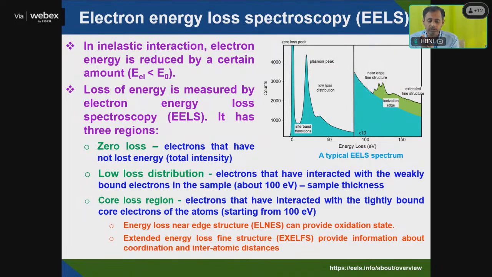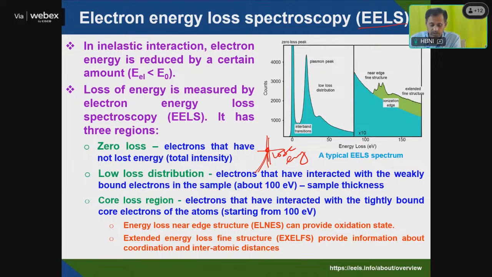In addition, as I discussed, there is electron energy loss spectroscopy. After interacting, the electron beam is transmitted through the sample. Due to interaction, it will lose some energy, and then the electron beam is transmitted. That is the inelastic transmitted electron beam.